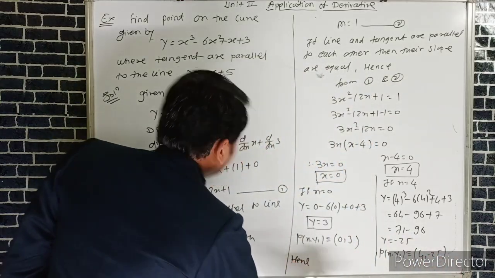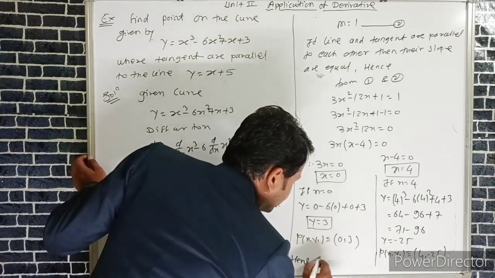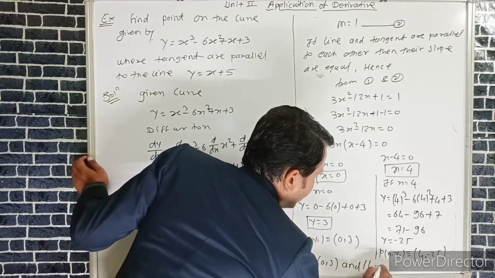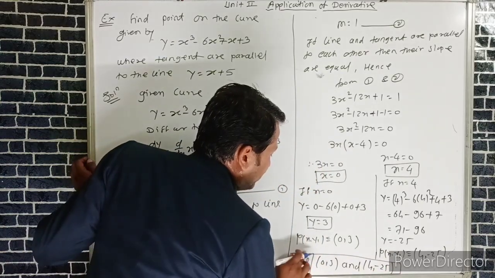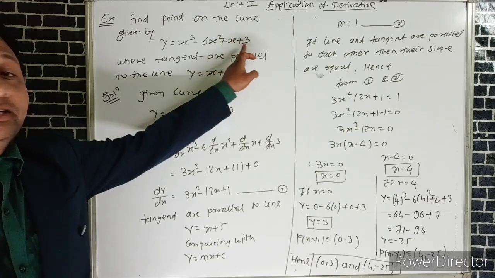Hence the required points which lie on the curve are (0, 3) and (4, -25), on the curve y = x cube minus 6x square plus x plus 3.